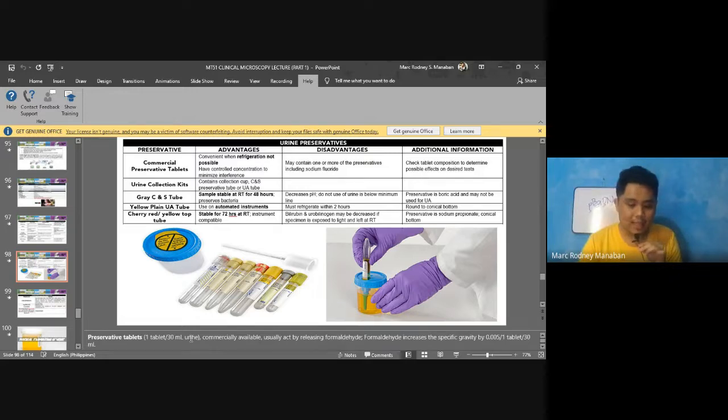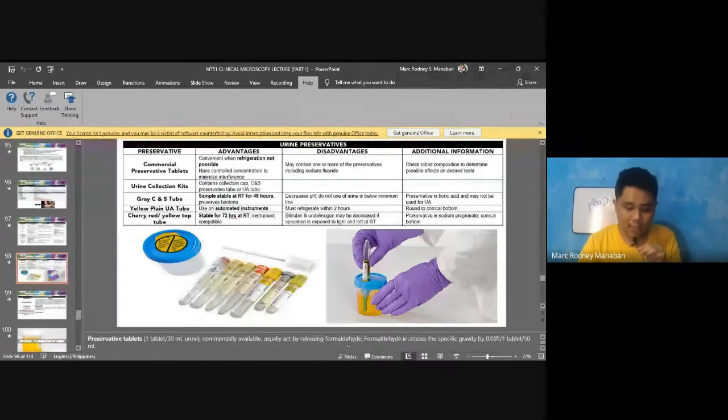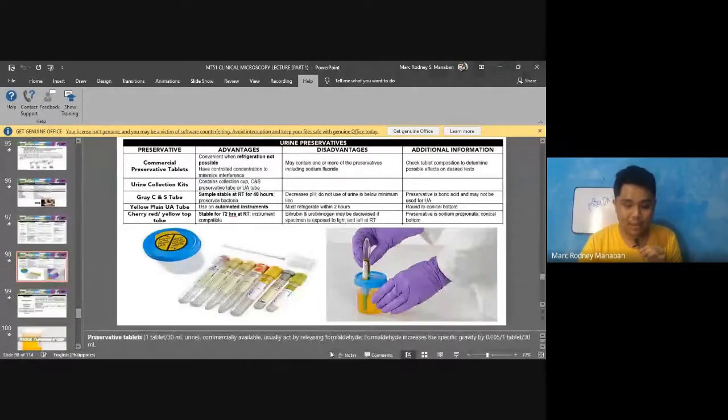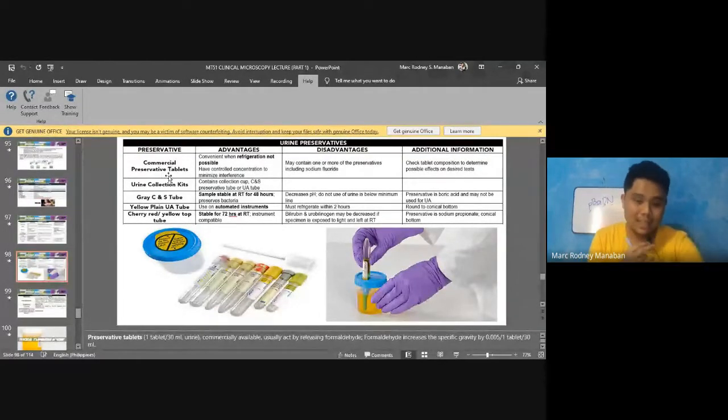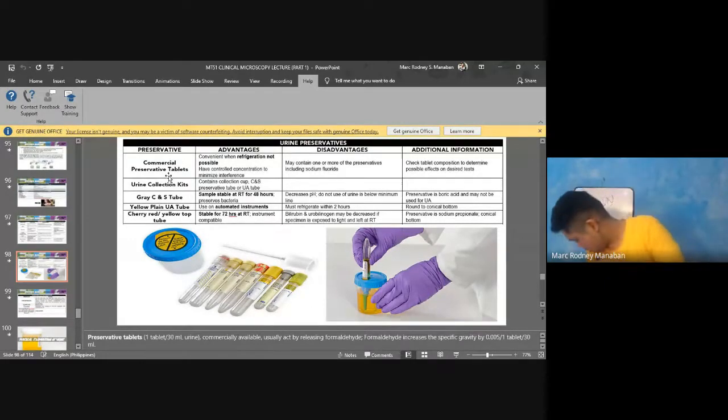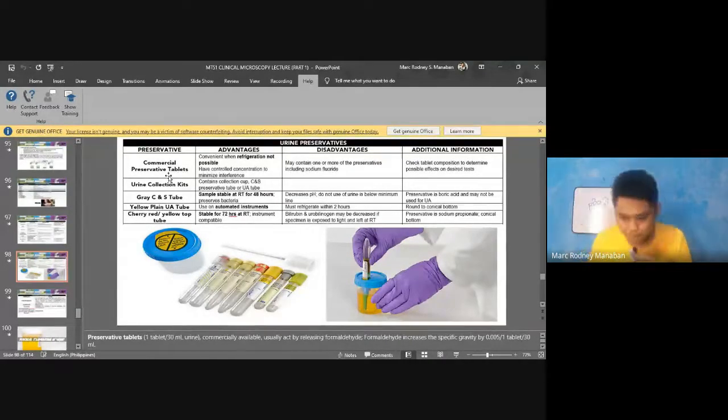Now, preservative tablets, their action is releasing formaldehyde, okay? And formaldehyde increases the specific gravity by 0.005 per 1 tablet per 30 ml of urine. So take note of that. The action of commercial preservative tablets is through the release of formaldehyde, but formaldehyde increases your specific gravity by 0.005 per 1 tablet per 30 ml. Wait lang here. All right, that's for urine preservatives.